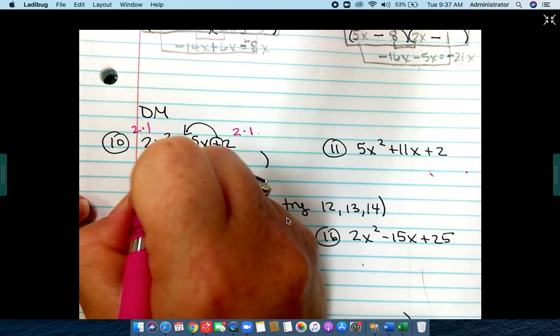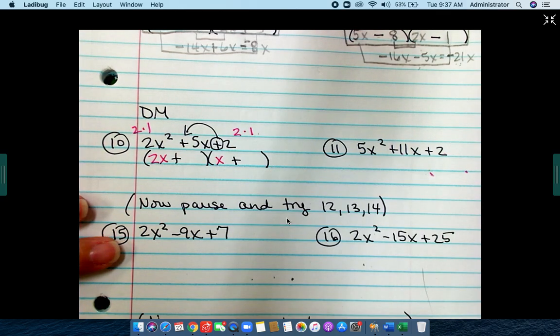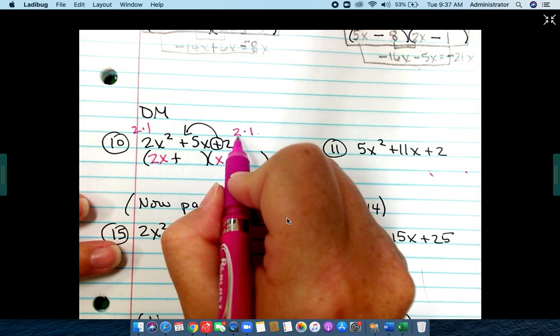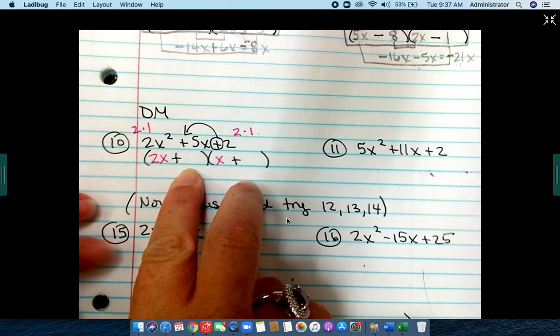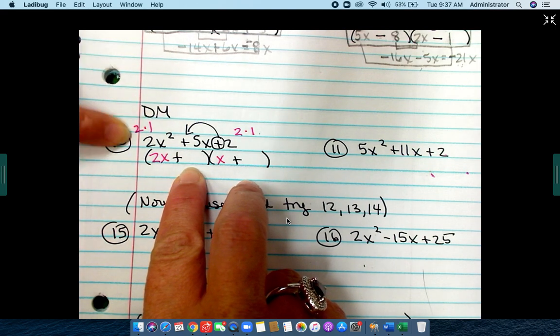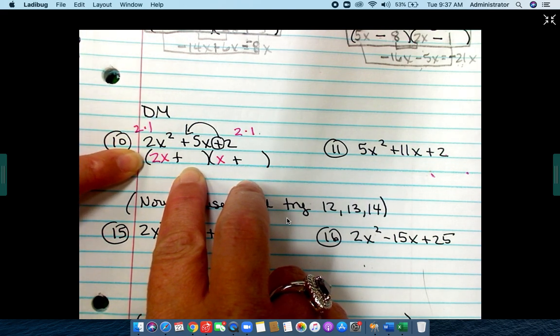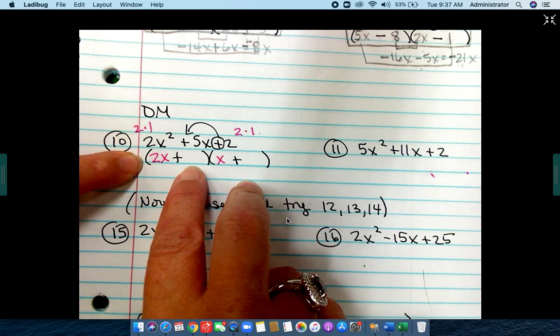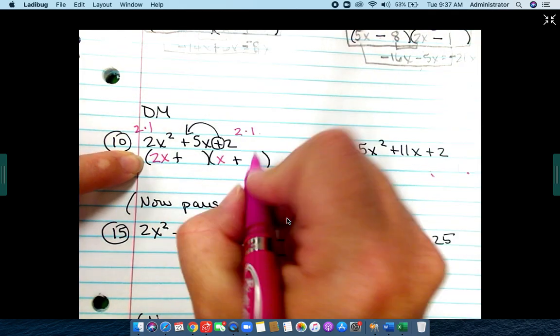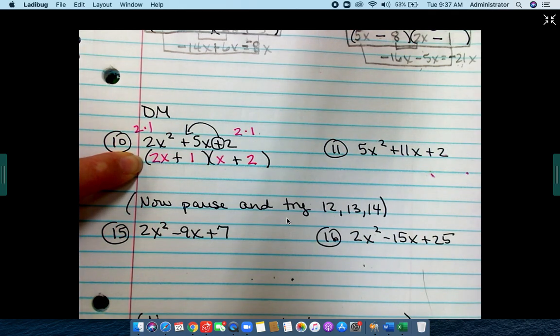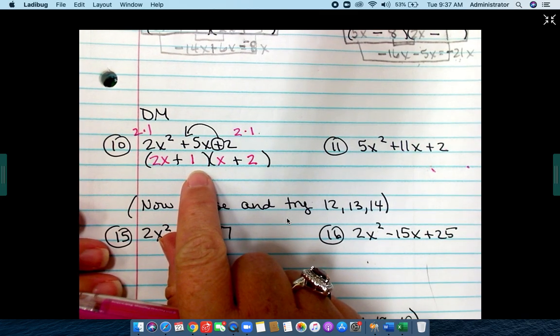Now remember, you don't really have any other option other than 2 and x. And then 2 and 1 need to be substituted, but you never want to put a 2 into a factor where it would create a GCF. So if I put 2 over here, I'll have 2 in common. So I'm going to put the 2 here and the 1 here. So let's see if it works.